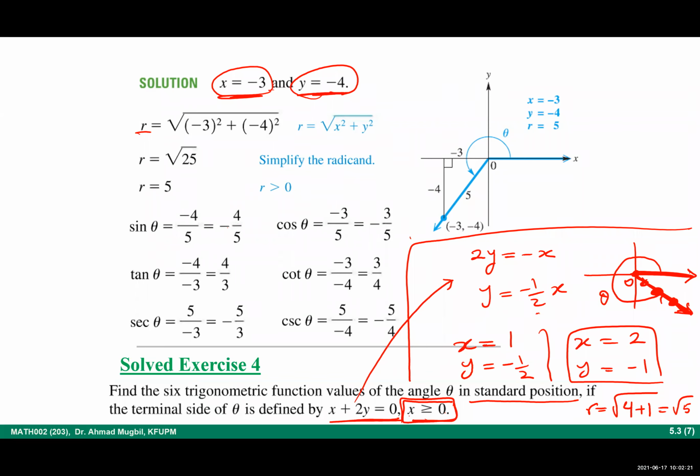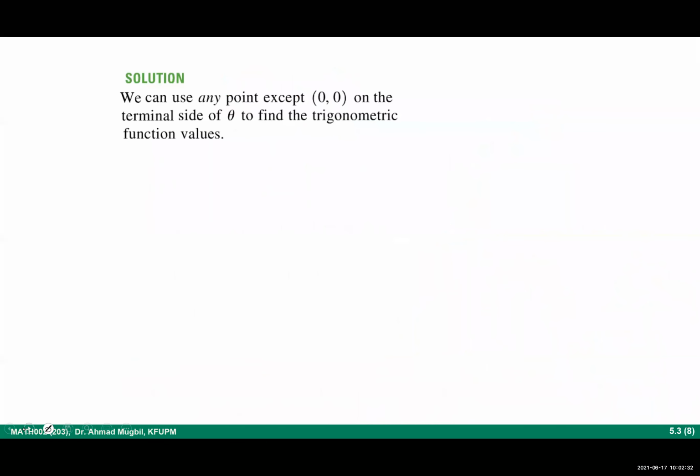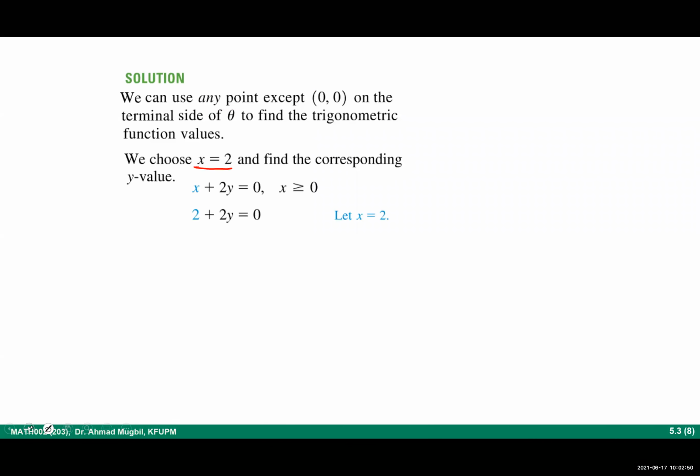If you choose another x with another y, you will have another r, ya Shabab. Because here it is the ratio, the distance from the origin to the point. Let me explain that again in the next slide. So we can use here any point on the terminal side, of course, except the origin. If we choose the origin, r will be 0. This is not the case. Now, what we will do, we will choose x to equal 2. This is the best x, as I told you.